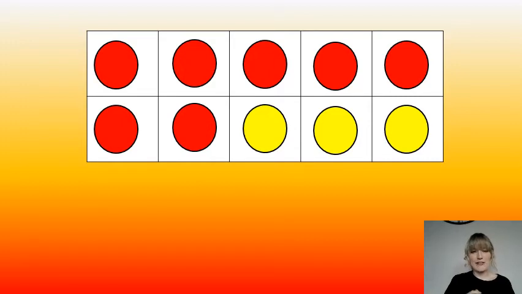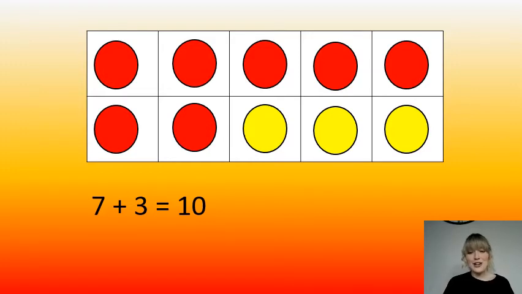Well done if you know it's 7. So how many are yellow then? What's the number bond that matches 7 to make 10? How many are yellow? Well done if you know it's 3. So on the board, we've got 7 and 3. So we know that 7 add 3 equals 10.